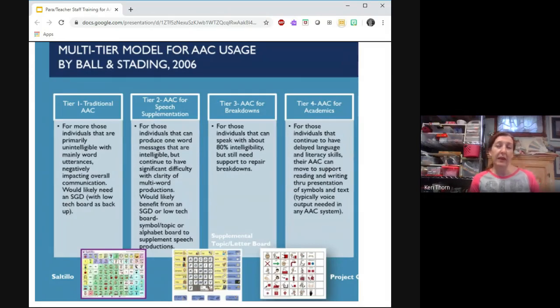The third tier is AAC for breakdowns. These are kids that are actually fairly verbal. They can have most of their needs met, but once in a while there are breakdowns, whether it's frustration or other deficits that make them have trouble communicating. It's that backup to help them communicate in those specific situations. I like to think of it as like Linus with the security blanket. It's there when they need it, but they don't need it all the time. It's there to help them for those moments that they do. And the last tier is for academics. Those are kids that, again, could be fairly verbal and can communicate fairly well. They just need some help organizing their language to be a little bit more fluent.